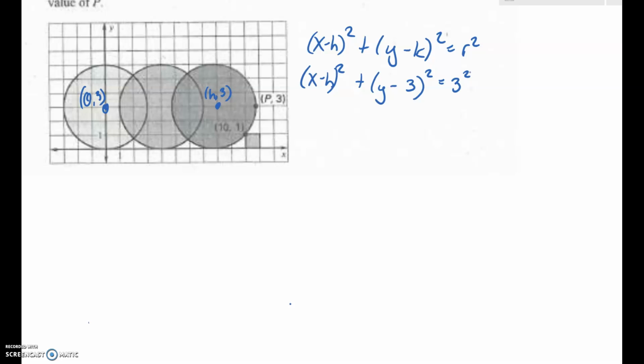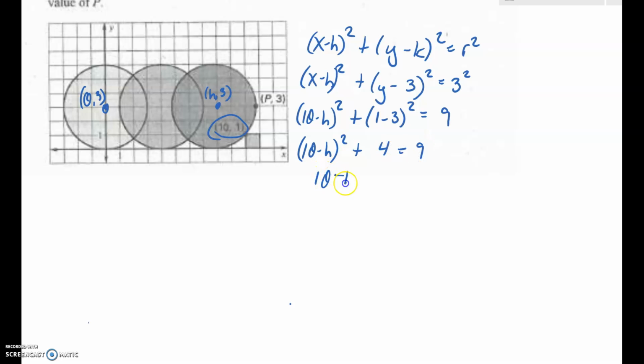So we know that this thing also goes through the point 10, 1. Now I want to find what p is over here, and that's great, but we need more information. I need the actual equation of the circle, so I need to find what h is going to be. So what I'm going to do here is take the point 10, 1, and plug it in for x and y. 10 minus h, quantity squared, plus 1 minus 3, that quantity squared, equals 9. So I have 10 minus h squared plus, and then negative 2 squared is 4. And I can subtract 4 from both sides. And when I do that, I end up with (10 minus h) squared equal to 5.